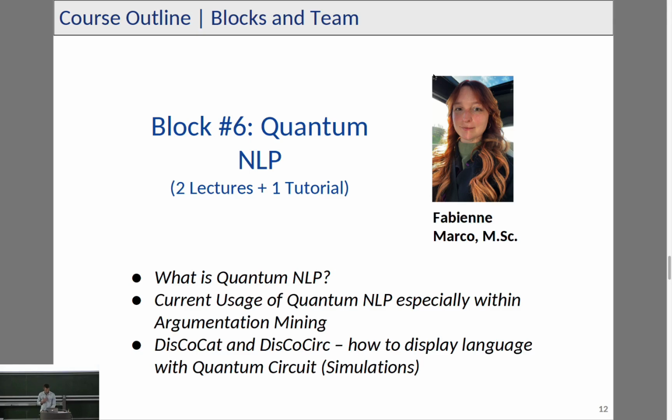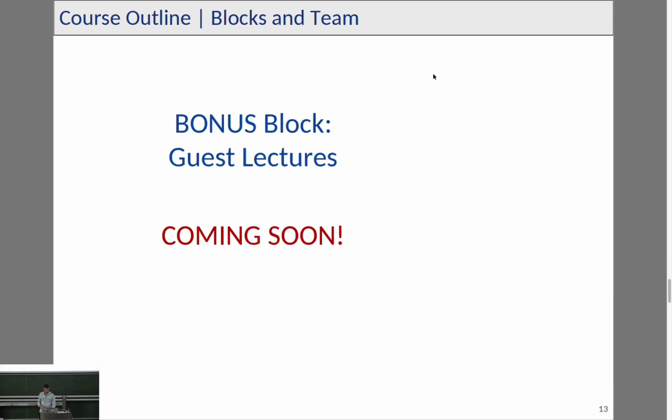Basically, it comes down to running models on quantum circuits, and this is all done by simulations. And she tries to combine the software that we're trying to build with these new machines that pretty much enable a completely different set of experiments and possibilities in the realm. Okay, that was it for the blocks. As I said, there will be a bonus block with guest lectures that we will communicate soon.